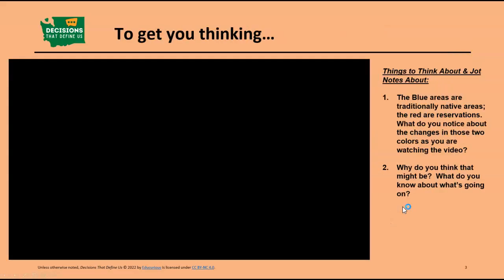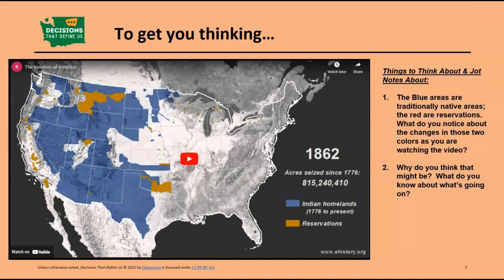All right, so we're going to start with just looking at a video that's going to show us how land ownership and control has shifted across time. Right, and it's going to do the whole U.S. And then we'll narrow in, we'll look at Washington State a little bit closer here in a minute. But as you're watching this video, and it is a short video, things that I want you to think about and jot yourself some notes about. So if you don't have pencil and paper, now is a good time to pause the video and grab those.